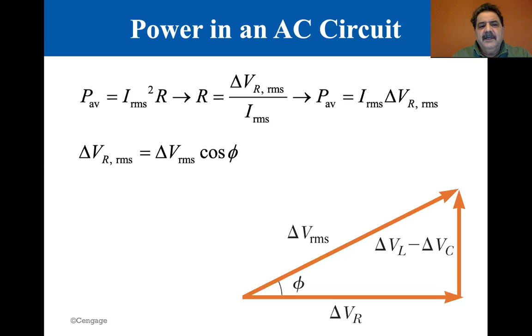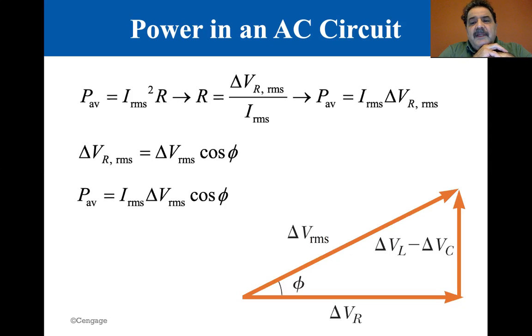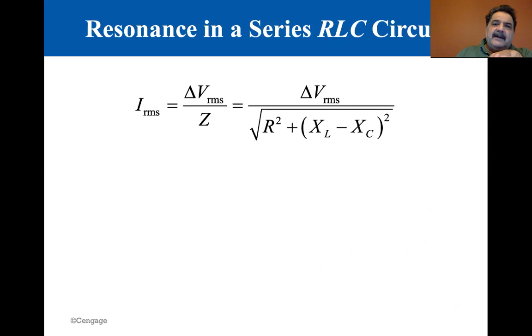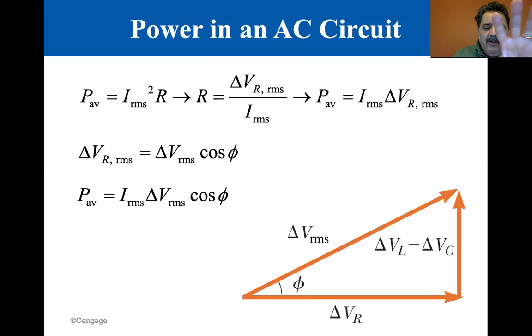Now, delta V R RMS is equal to delta V RMS times cosine phi. Well, that cosine phi is what we call the power factor. So the average power is equal to I RMS times delta V RMS times cosine phi. And cosine phi, again, is the power factor. Okay, and that's pretty much it for power in an AC circuit.